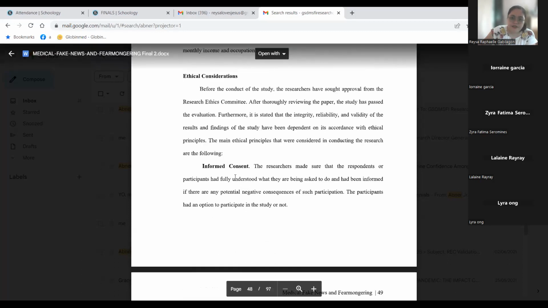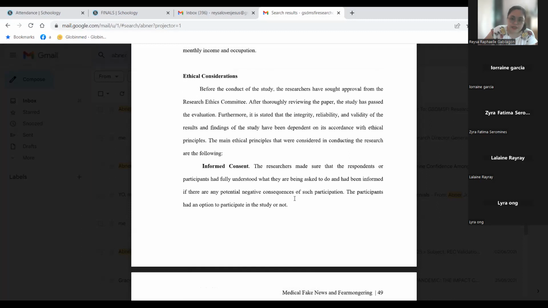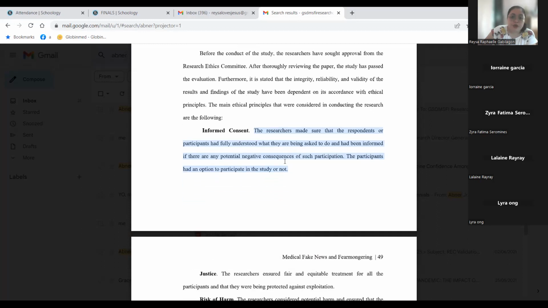So in this case, they have the informed consent. So you really have to provide, class, a discussion on how you are going to do this. What's the purpose of informed consent? And how are you going to secure one?